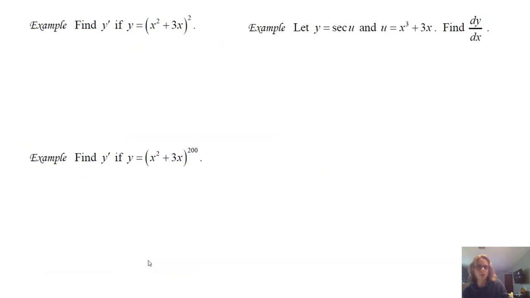So let's take a look at a few examples. Here is the y, I'm going to do this first, this second, and this is at the bottom of your page, but I moved it up so that there would be enough space. So the first thing we'll do is find y prime if y equals, in parentheses, x squared plus 3x, squared. So I already did this earlier, not that long ago, but now I'm going to do it again, and I'm going to show you how to do it using the chain rule.